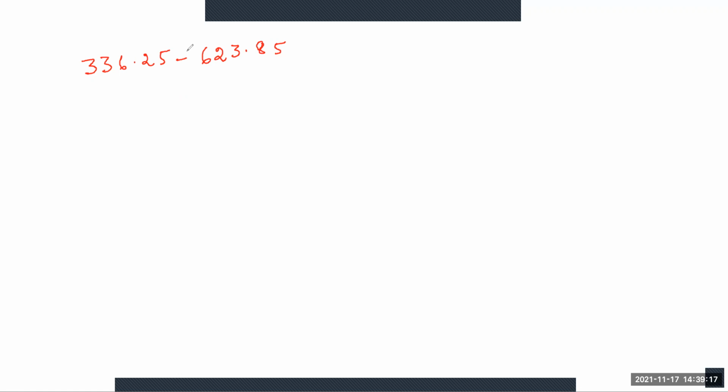Okay, so here the procedure is almost the same. There is just a little bit of difference. We will see what the difference is from the previous one. So first, what is the subtrahend and what is the minuend in this case?